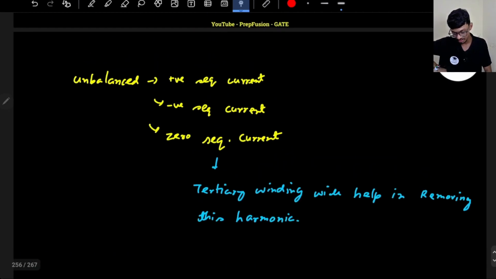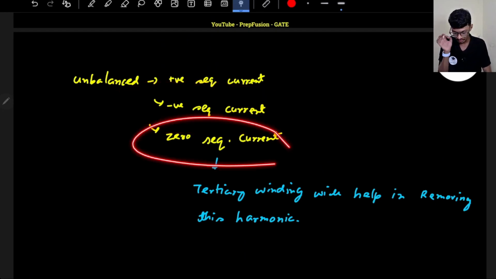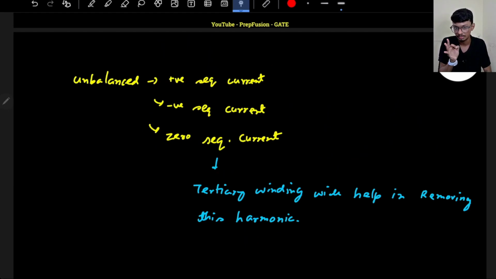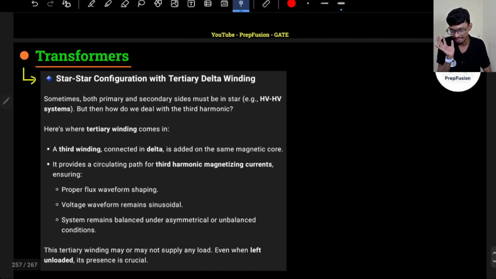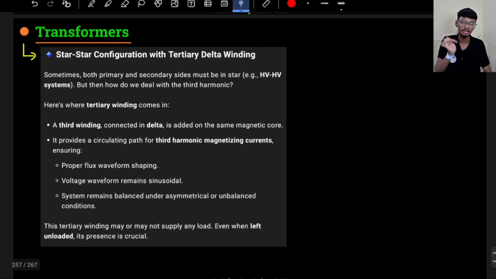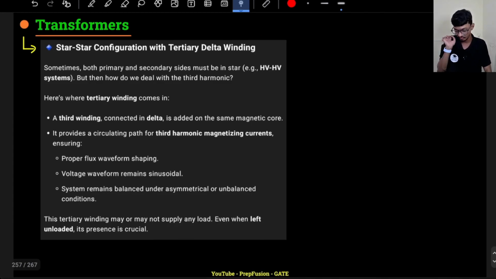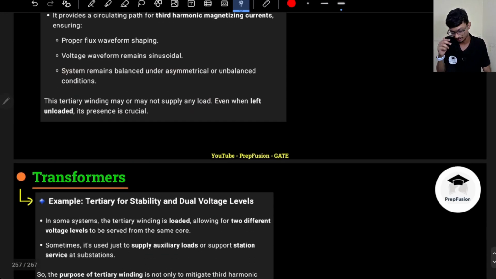Even though load is unbalanced, we are removing the zero sequence component. Negative sequence components will be there, but the magnitude may be lower. The main component will be the third harmonic component, which is a zero sequence current. So we are actually removing that. If we are removing that, my flux will be more and more sinusoidal, so the induced EMF also will be more and more sinusoidal. So that is the advantage of a tertiary winding. So this is mainly theoretical points.